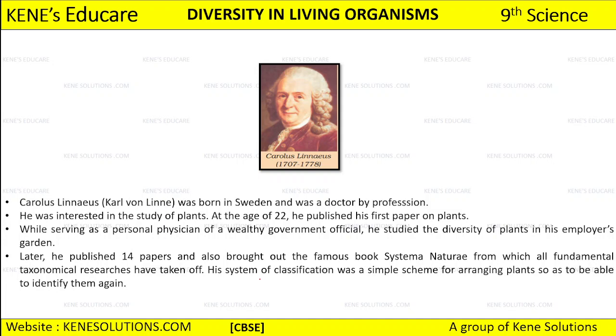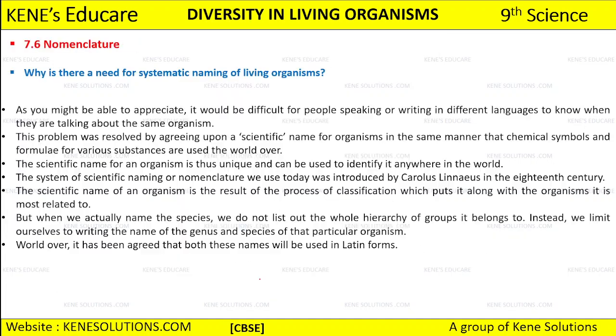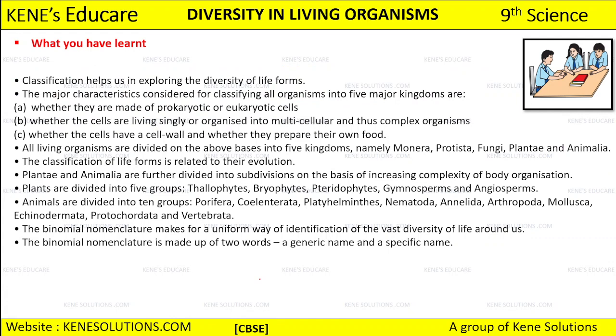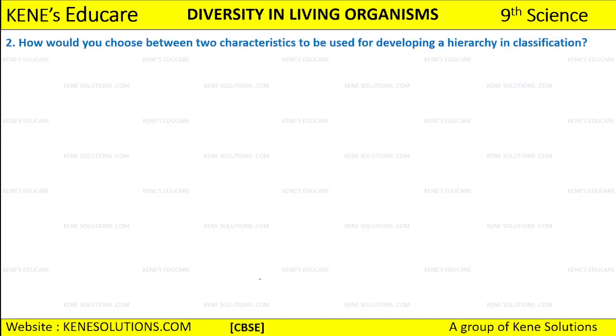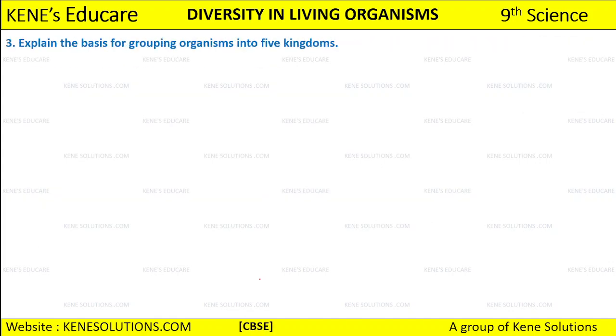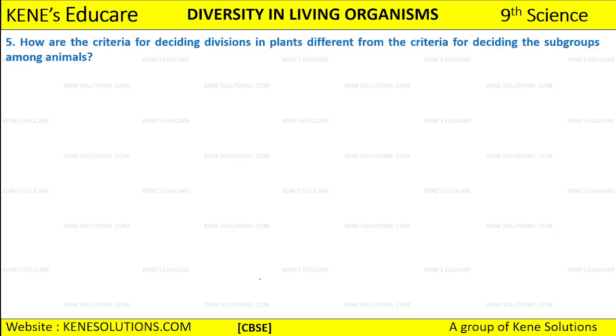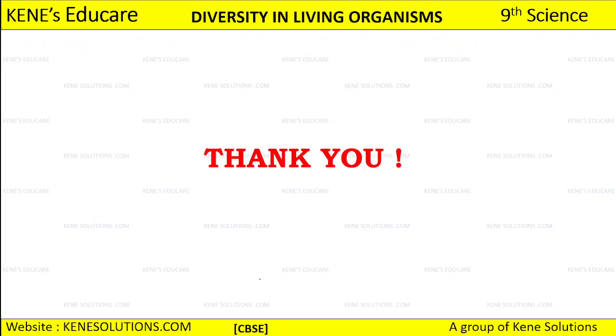Okay, after that we are going to discuss the nomenclature system. And then we have a summary to discuss, covering what exactly we have discussed in this lesson, diversity in living organisms. And there are 6 to 7 questions that we are going to discuss at the end, after studying all the parts covered in this lesson, diversity in living organisms.